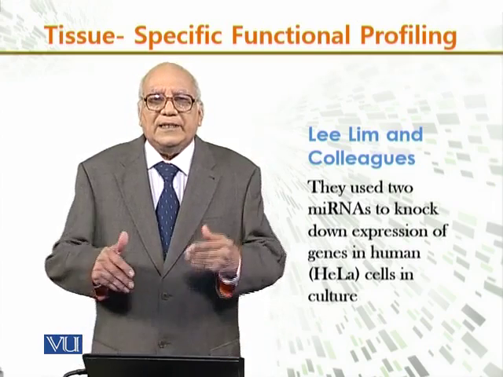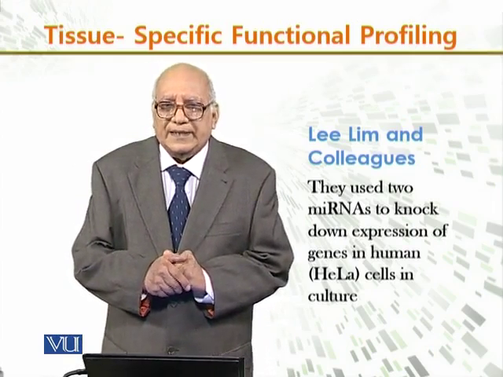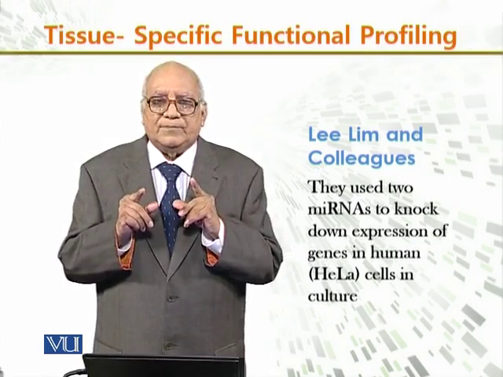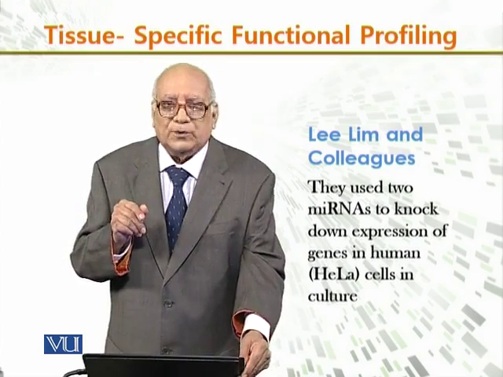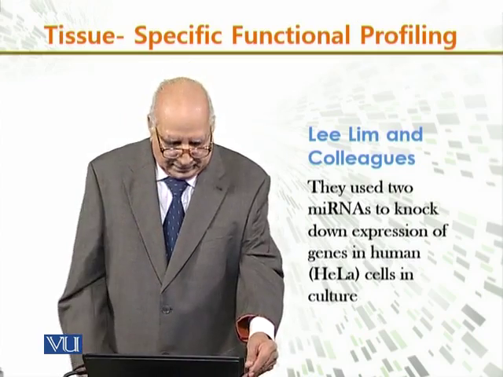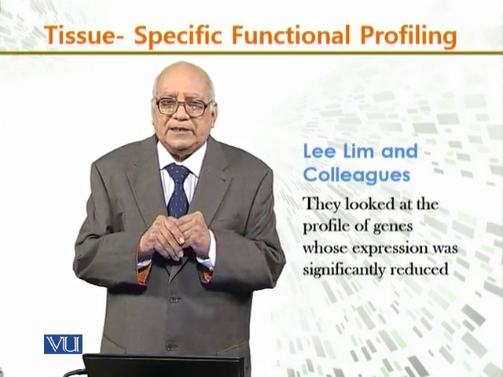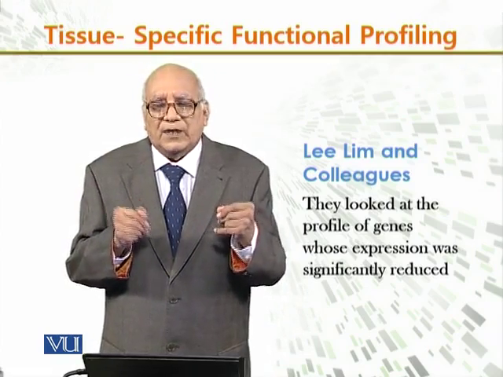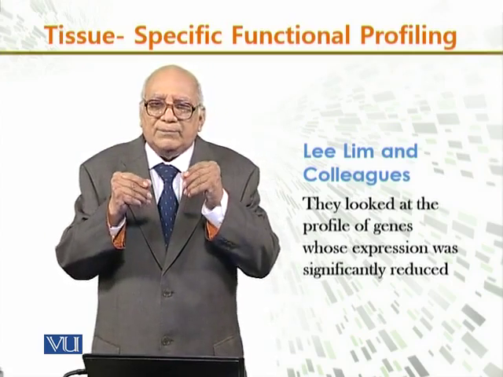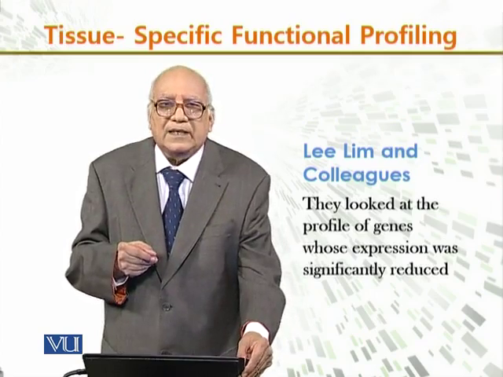In this case, Lim and their colleagues used two microRNAs to knock down the expression of genes in human HeLa cells in culture in the laboratory. They took HeLa cells, cultured them, and knocked down the expression of genes. Then they looked at the profile of genes whose expression was significantly reduced, and marked those genes in the HeLa cells.